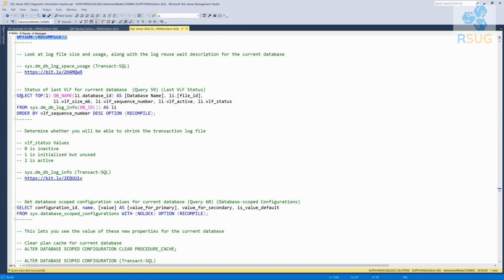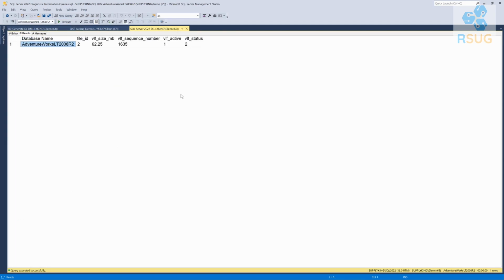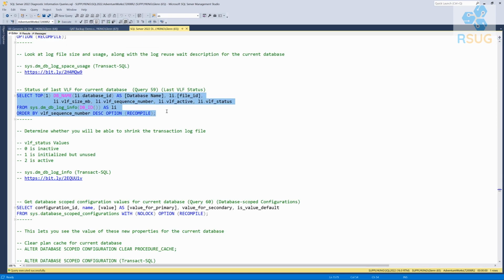And this is also useful right here, the last VLF for your log file. If you're trying to shrink your log file, because say you had a runaway transaction log and you ran out of disk space, and then you're trying to go back in and clean it up afterwards, and it doesn't want to shrink, this will help you understand why it won't shrink, is why it's useful.